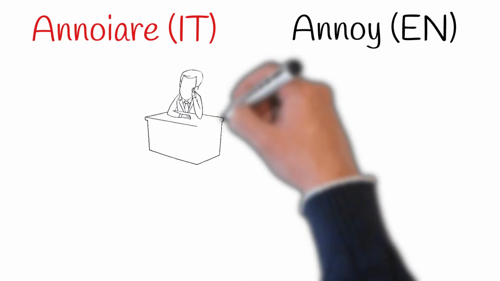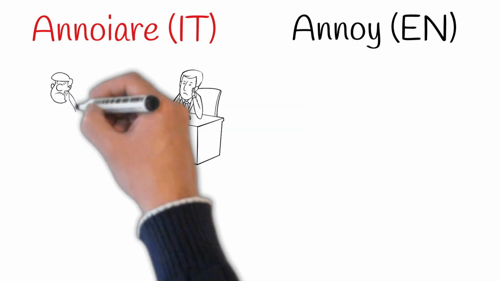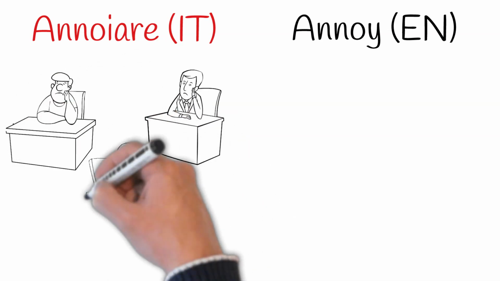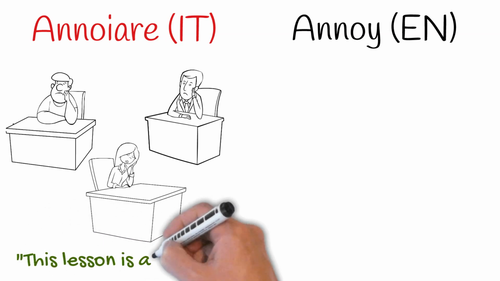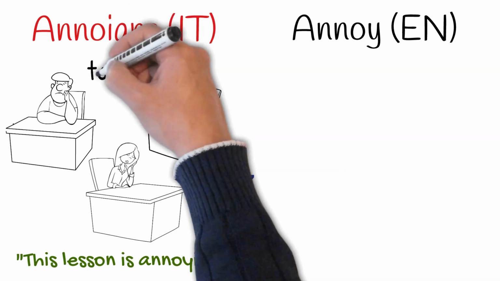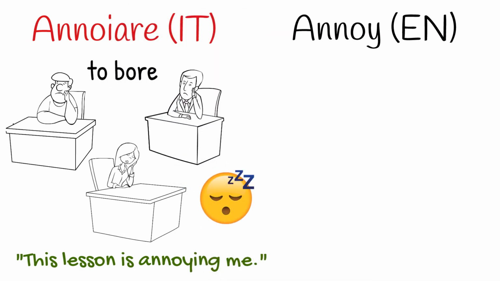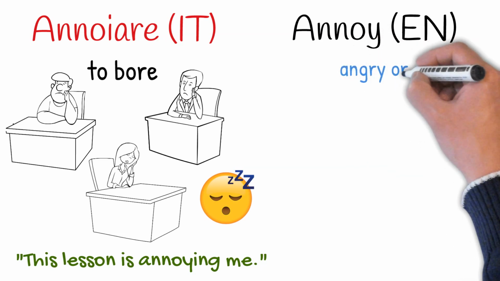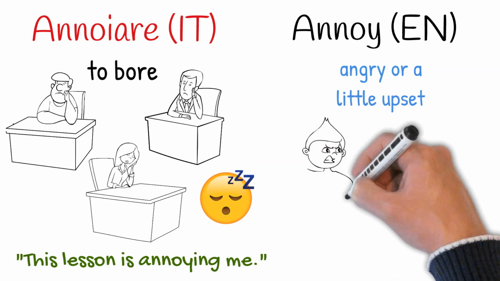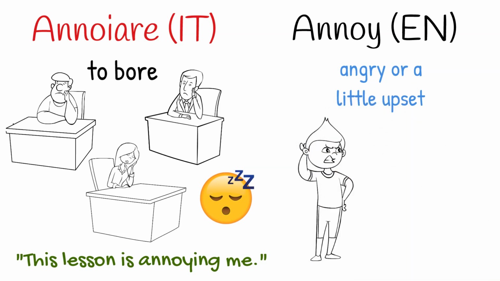Let's kick things off with Annoiare and Annoy. Imagine a group of Italian students learning English, and they're all falling asleep because it's a dull lesson, hardly able to keep their eyes open. They whisper to each other, "This lesson is annoying me." That's because in Italian, annoiare means to bore, whereas in English, annoy means to make someone angry or a little upset, like an annoying little brother. To say that someone or something is annoying, in Italian, use irritare.